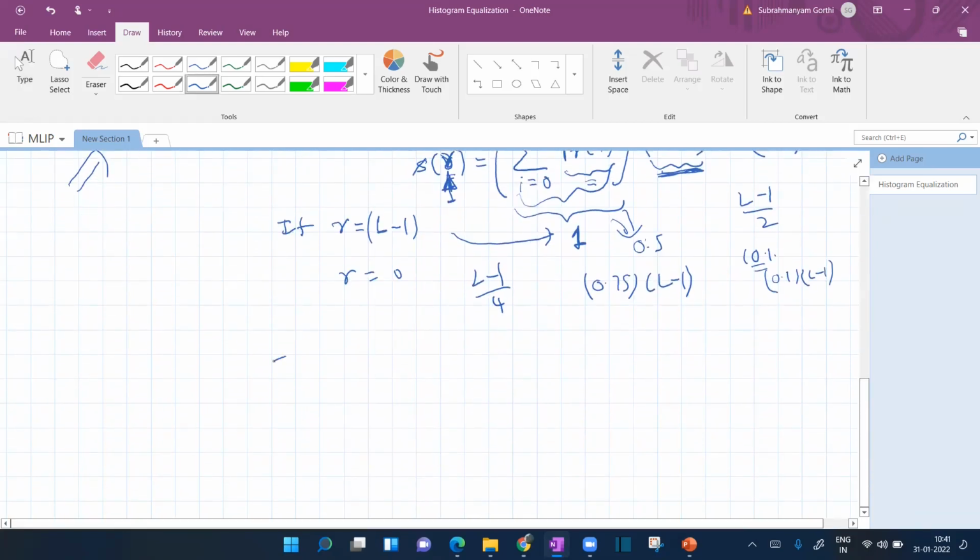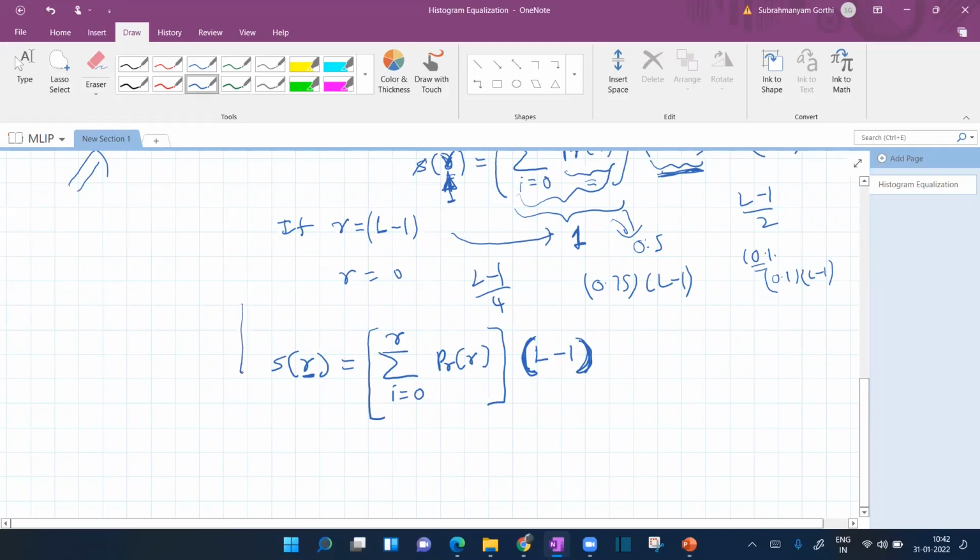So which is giving us S of R equal to the sum, where you are varying I, let's say, up to R. All the probability density functions you are adding. Of course, the maximum value of this is 1. When this is 1, you want to map it to L minus 1. Otherwise it would be between 0 and 1 only. It will give you the percentage, or proportion of values, and you multiply it.